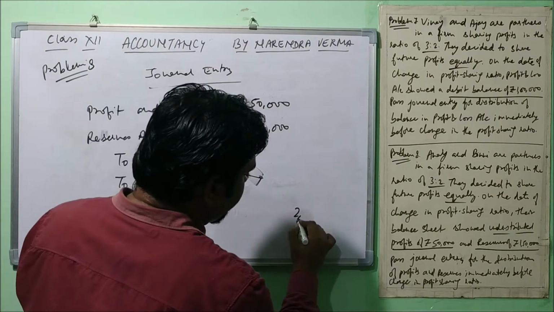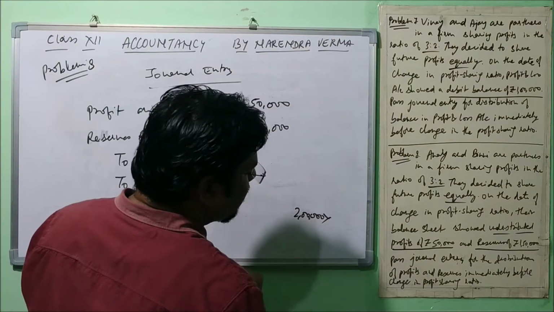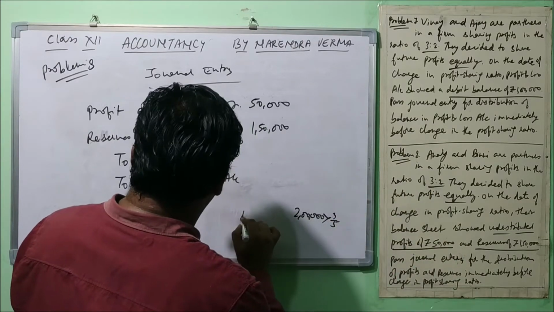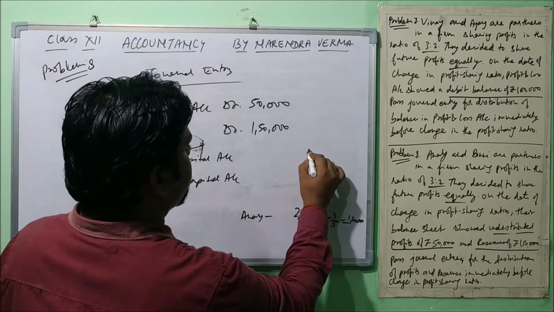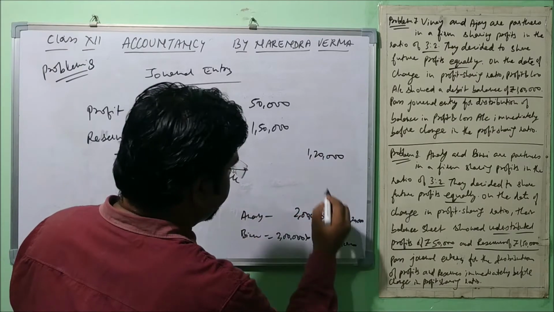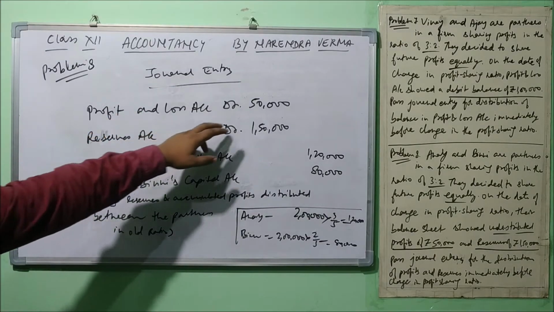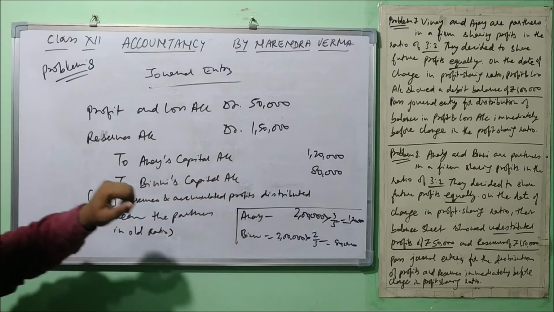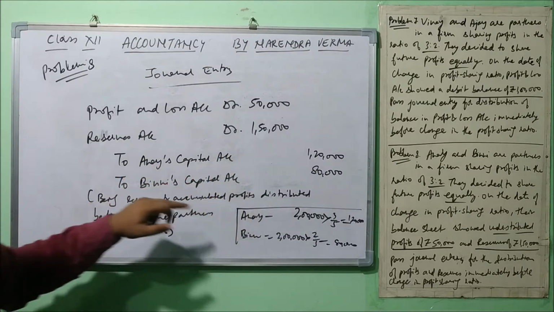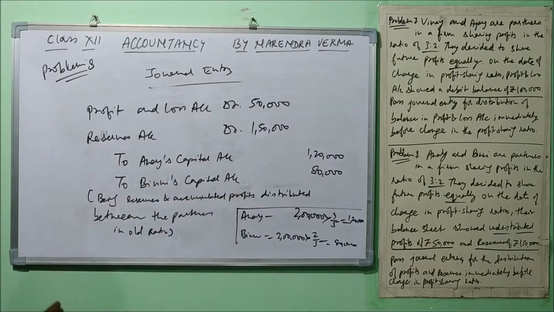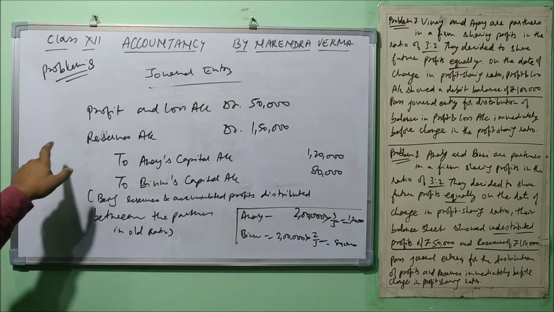The total amount is 2 lakh. So this 2 lakh has to be divided between these two partners in this ratio. Let's calculate for Anne, it's 1,20,000, and for Binny, it's 80,000. And this is the working note for that. So profit and loss account debit 50,000, reserves account debit 1,50,000, to Anne's capital 1,20,000, to Binny's capital 80,000. Here also we consider that they are maintaining fluctuating capital, in the absence of any information, as we have already learned in chapter 2. So this is all for this.